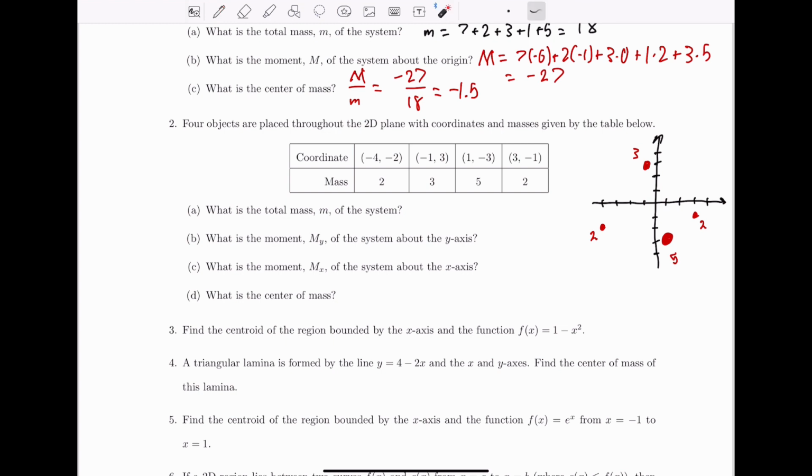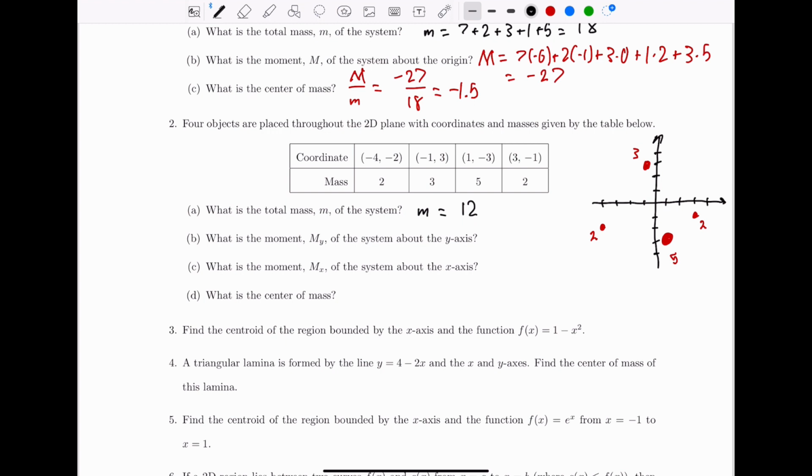And we could maybe guesstimate what this would be. The largest mass is right here. We've got another one here. I would guess maybe somewhere around in here would be the center of mass for this system. So to find the total mass, we just add up 2 plus 3 plus 5 plus 2. 2 plus 3 is 5, plus 5 is 10, plus 2 is 12. That's the total mass of the system.